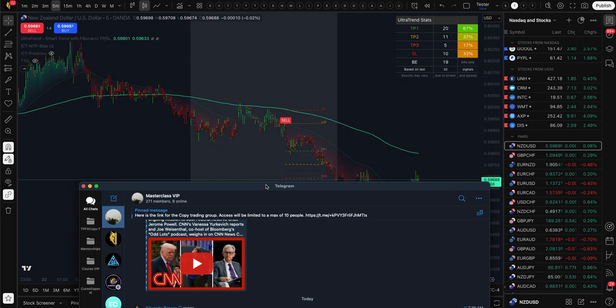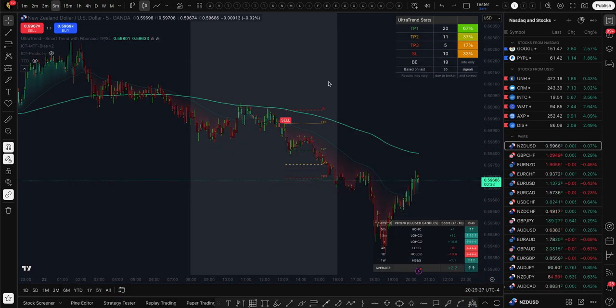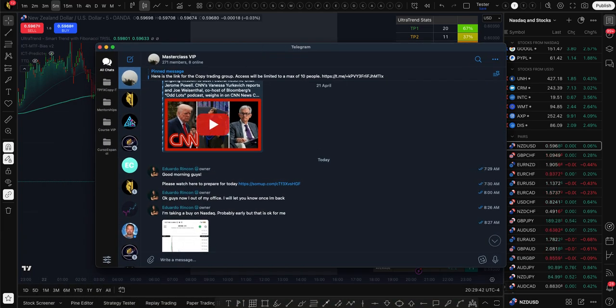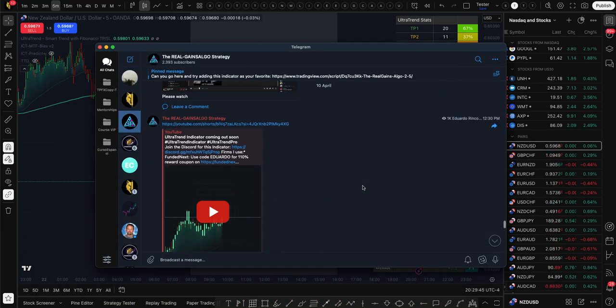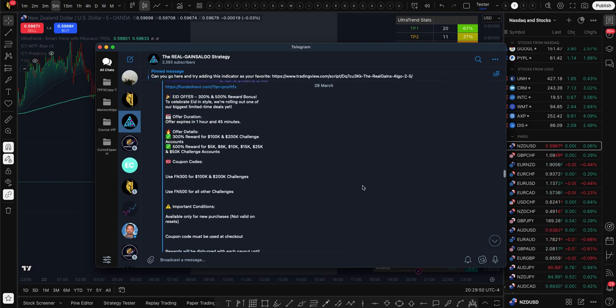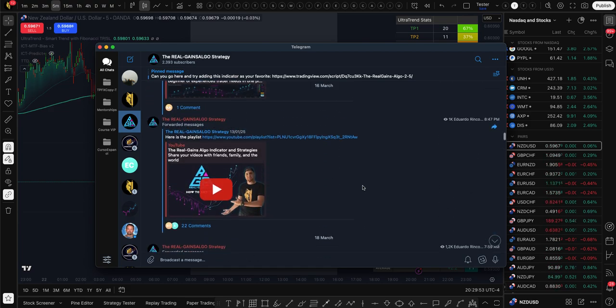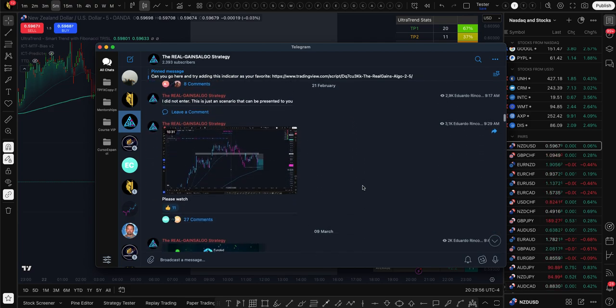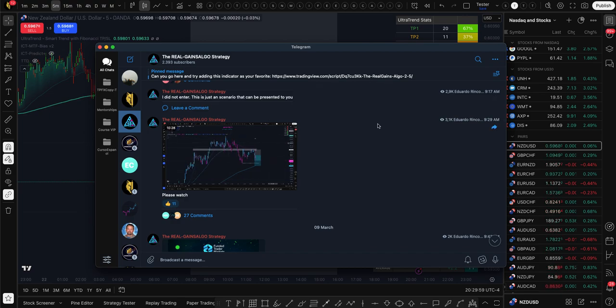This indicator stuff is pretty much new for me, since I started working on building this other indicator, the Real Gains Algo, right? Remember, this was an indicator that we built with the help also from some of you guys. We were trying to improve the actual Gains Algo indicator, if you have heard of it.